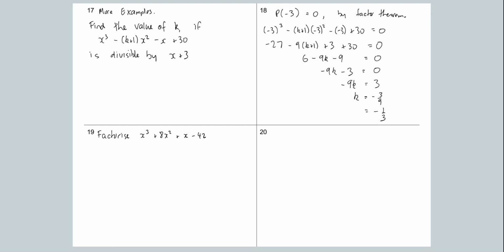Example 2. Factorize x cubed plus 8x squared plus x minus 42. So we have no particular technique that we can use to factorize this. Is there a common factor? No, there isn't a common factor. It's a cubic, which means we don't really have too much of an option except to try and find factors.